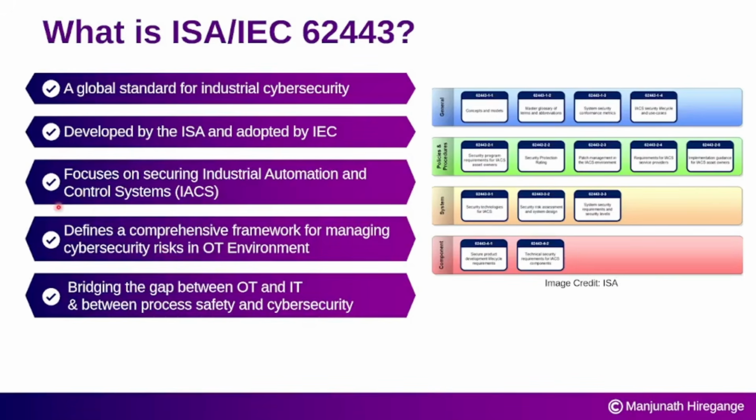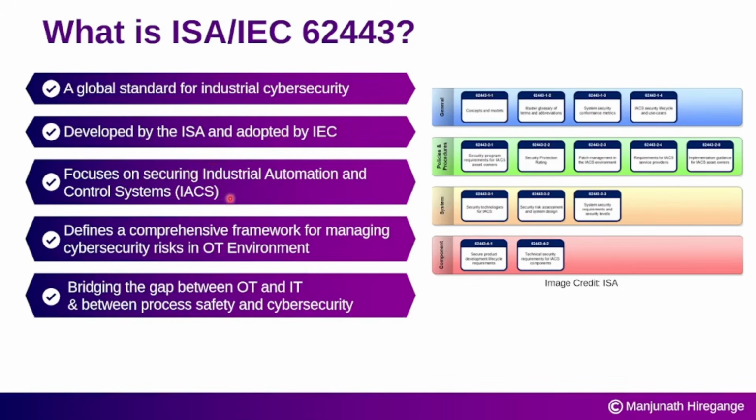Let's talk about the ISA IEC 62443 standard now, what it is and why it's so important in the world of industrial cybersecurity. At its core, ISA IEC 62443 is a global standard specifically designed for industrial automation and control systems cybersecurity, right? It was developed by the ISA, the International Society of Automation, and later adopted by the International Electrotechnical Commission, IEC, and that's how it got the name ISA/IEC 62443.